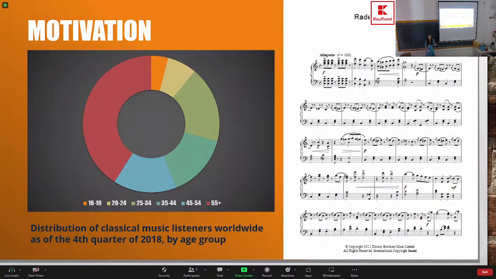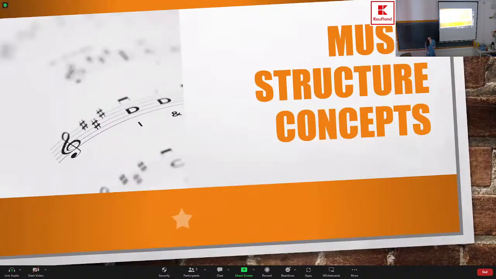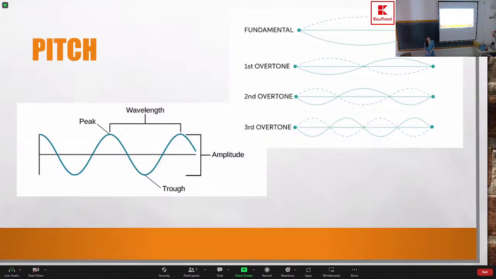The problems we saw were three: note, tempo, and the time signature detection. For each of them, we dedicated a section where we present our solution. In the following, I'm going to present some musical structure concepts needed for implementing this application. Pitch basically defines how a note sounds. The sound makes the air vibrate from the source to our ears.